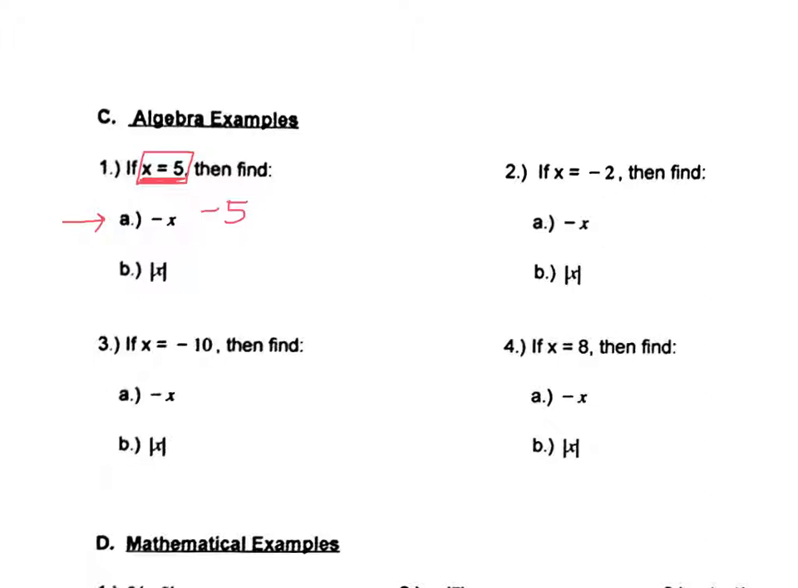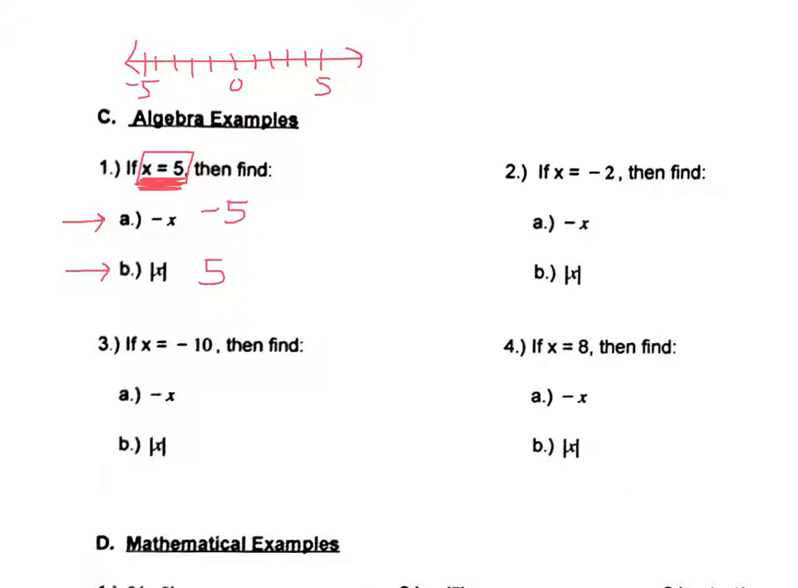Okay, number 1b, it's asking you for the absolute value of x. The absolute value is how many steps away from 0. So if I'm at 5, how many steps did it take me to get there if I started at 0? 5 steps. Okay, so here's 0. If I want to get to 5, 1, 2, 3, 4, 5, it takes me 5 steps. That's absolute value. And then if I'm looking for the opposite, I go the opposite direction. So 1, 2, 3, 4, 5. Now I'm at -5.